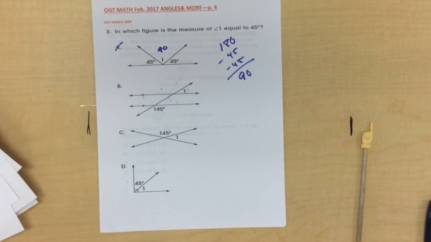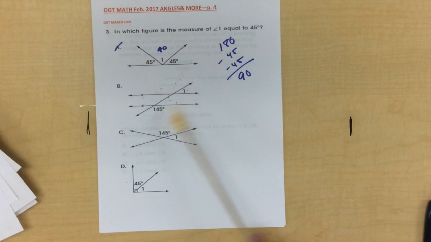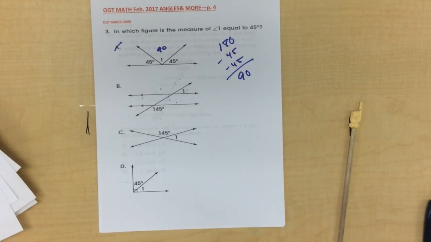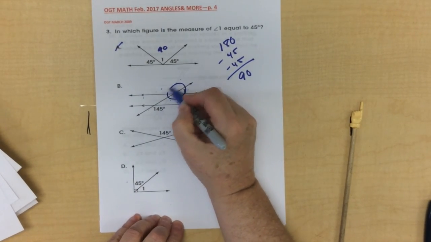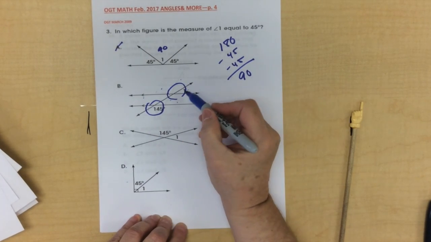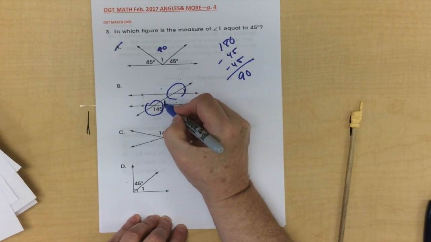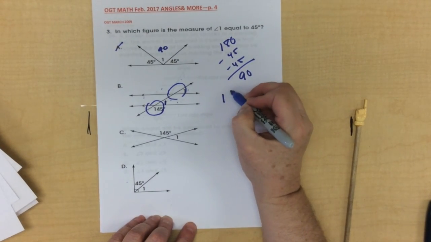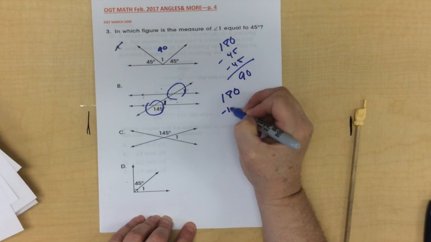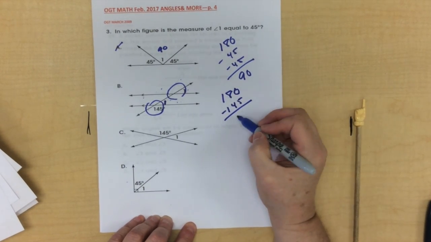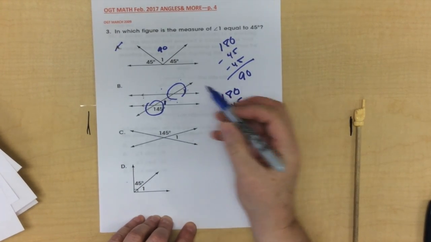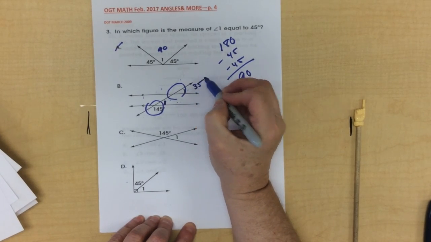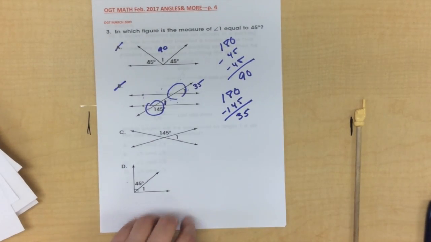In B, we have parallel lines, again, cut by the transversal. And remember, whatever happens up here happens down here. So angle 1 is in this position here. It's not the same as the 145. It's the other angle. So we take 180 and subtract 145. That gives us 35. So angle 1 is equal to 35, not 45.